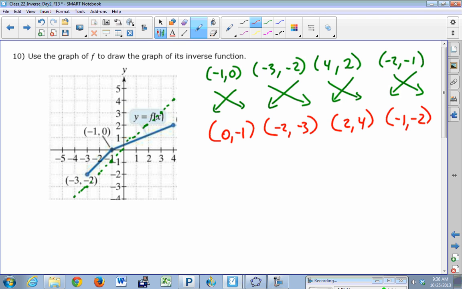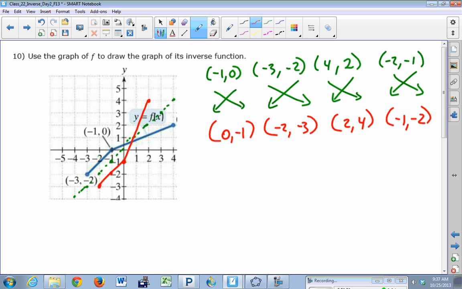So now I plot that. 0, -1 is here. -2, -3 is here. 2, 4 is right here. And -1, -2 is right here. Anything else that will help me draw this line, you think? So look, if I'm going equally distant, symmetrically across that line, then we go up to that point there. And there we go. That's our inverse function.